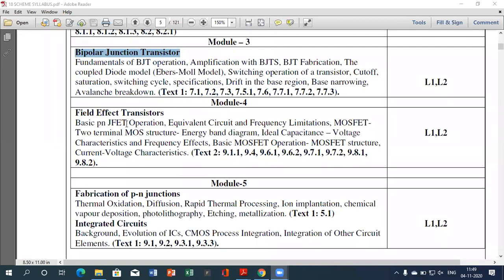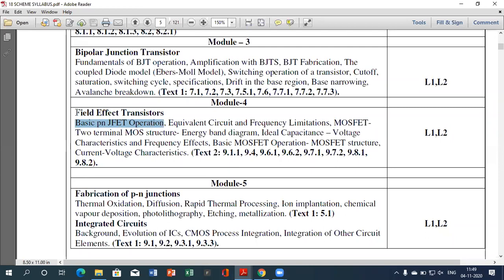Okay. Now we will start with module 4. In that, the first topic is the basics of PN JFET operation. In this, we are going to discuss how FETs are classified and what the types of FETs are. Then we are going to discuss the JFET operation, which means the construction part and how it operates for the flow of current. This is what we are going to discuss in the first topic.